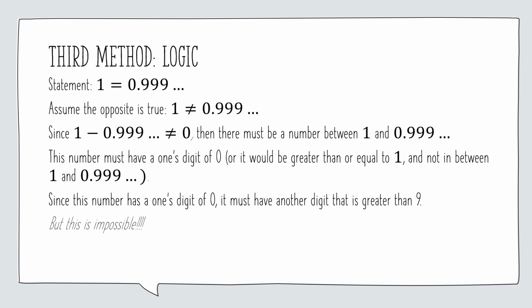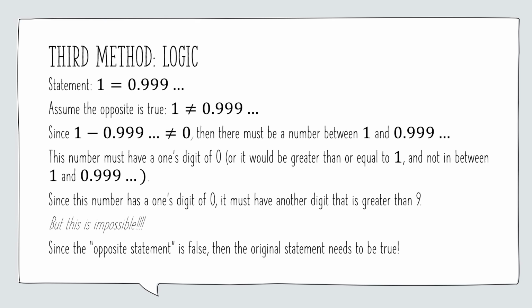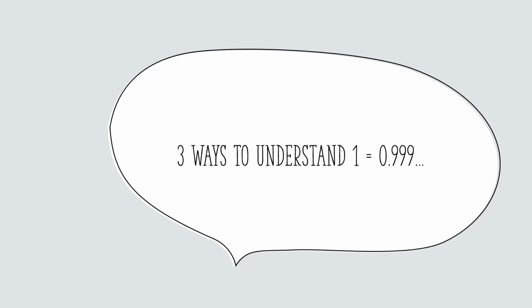But this is impossible. So this is our contradiction. We can't have a digit that's greater than 9. So since this opposite statement is false, then the original statement must be true. Therefore we can conclude that 1 is equal to 0.9 repeating using this logic. So here were 3 ways to understand that 1 is equal to 0.9 repeating. I hope you enjoyed.